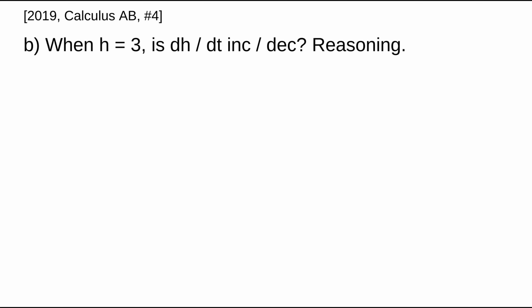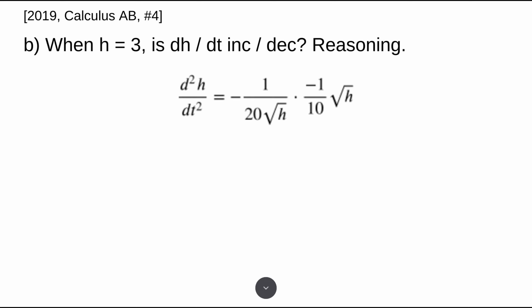In part B of the question, when h is 3, is dH/dt increasing or decreasing? And provide your reasoning. dH/dt being increasing or decreasing would be something we would need the second derivative for, so we're going to find d squared h/dt squared. And after finding the derivative of dH/dt, we get what amounts to positive 1 over 200.